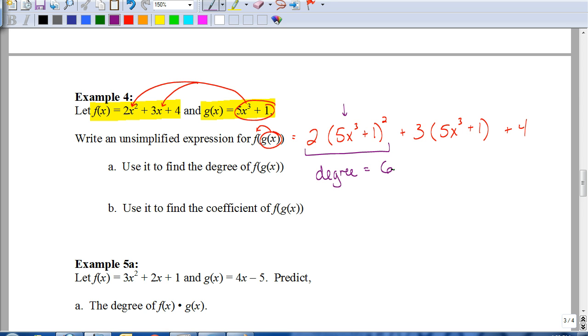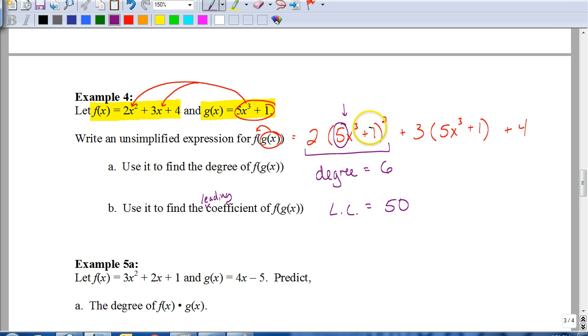And we want to use this now to find the leading coefficient, is what that should say. We want to find the leading coefficient of f following g of x. Well, I would get the leading coefficient from this 5. Remember, this 5, before we multiply it by 2, we need to square it, and then it would get multiplied by 2. So 5 squared is 25, times 2 is 50. So the leading coefficient here would be 50.